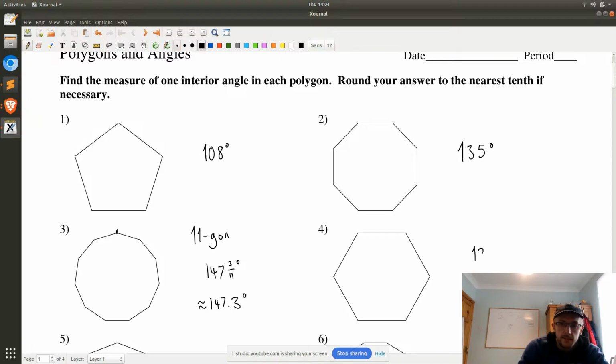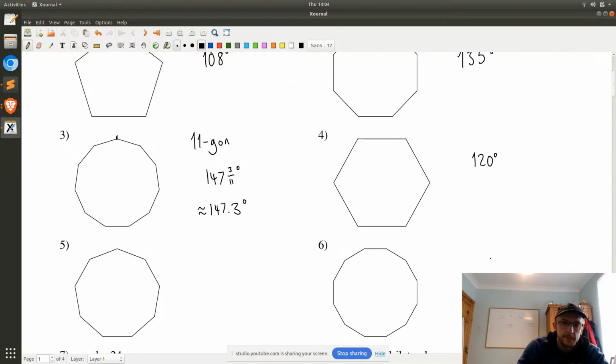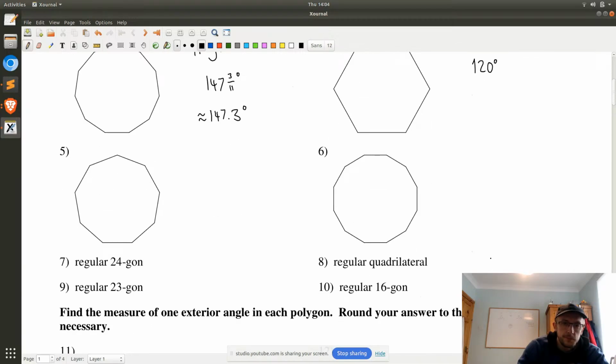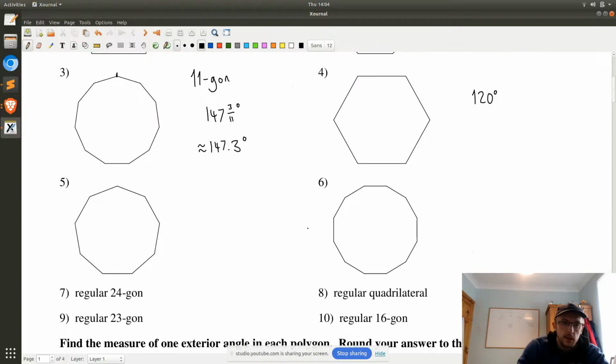Regular hexagon. Know this by heart. This is now a nonagon. So 7 times 180 to give you 1260, and divide that by 9 to give you 140.